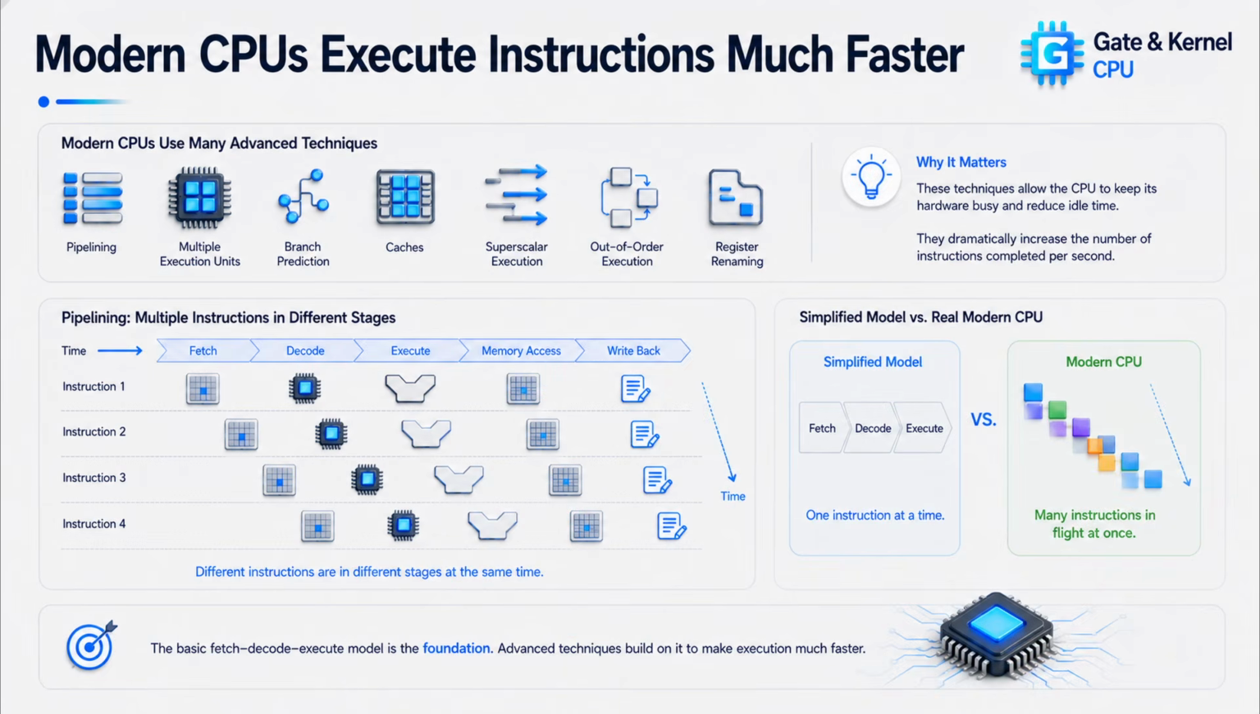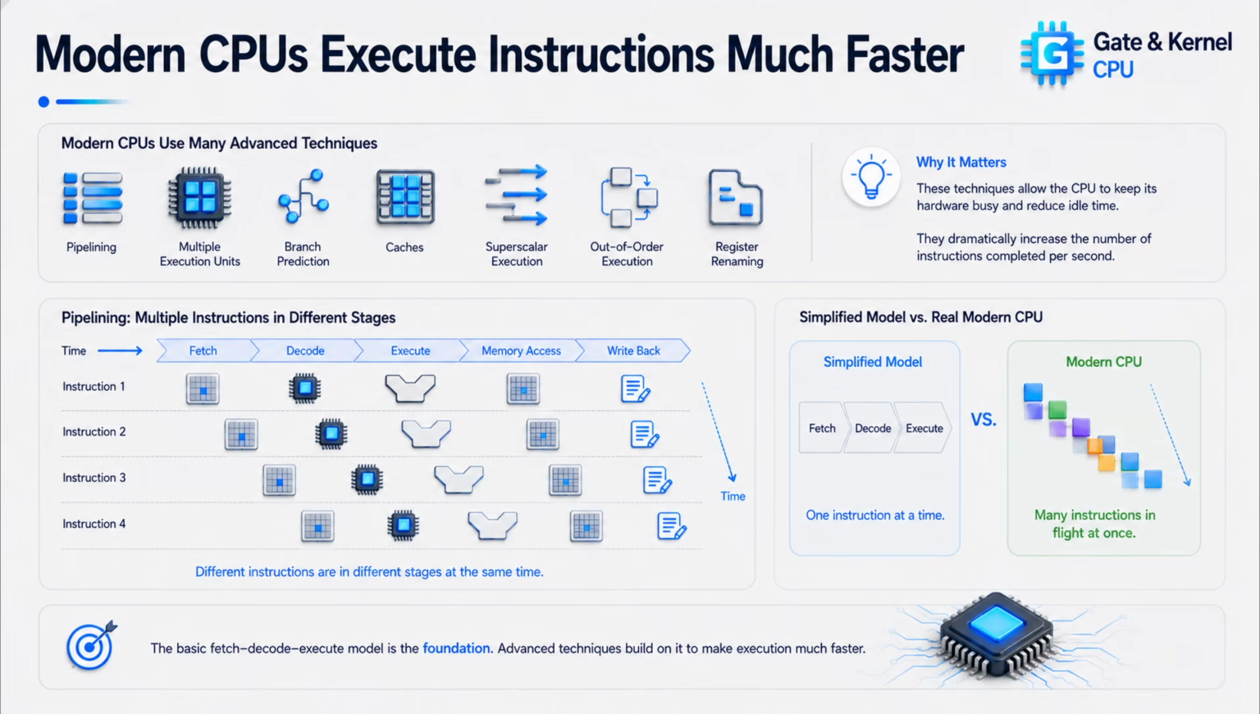15. Modern CPUs execute instructions much faster. The basic instruction cycle is extremely useful for understanding a processor. But modern CPUs are much more sophisticated. They do not always wait for one instruction to completely finish before starting another. Modern processors may use pipelining, multiple execution units, branch prediction, caches, superscalar execution, out-of-order execution, and register renaming.